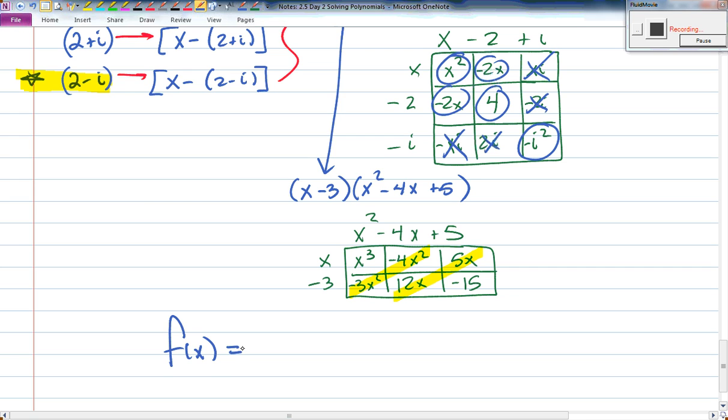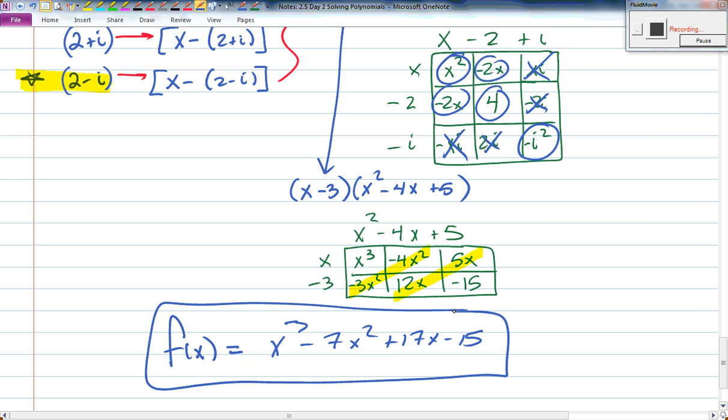All right, come on, let's finish that. We're doing really well. Okay, so we're all said and done. We get x to the third minus 7x squared plus 17x minus 15, and we have now found the third degree polynomial with the given zeros right back up there. Pretty sweet, right?